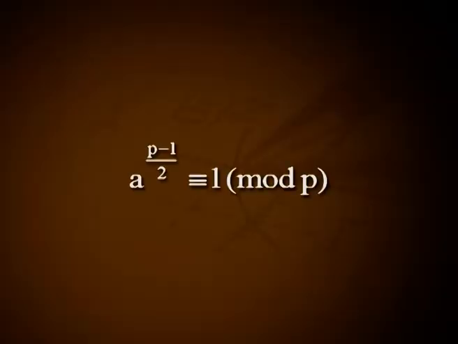Corollary 1. Let r be a primitive root mod p. Then r raised to k is a quadratic residue mod p if and only if k is even. Corollary 2. An integer a coprime to p is a quadratic residue or a quadratic non-residue mod p according as a raised to (p minus 1) by 2 is congruent to 1 or minus 1 mod p.